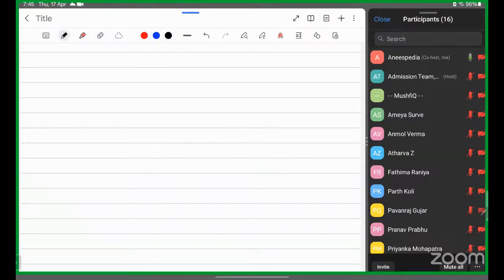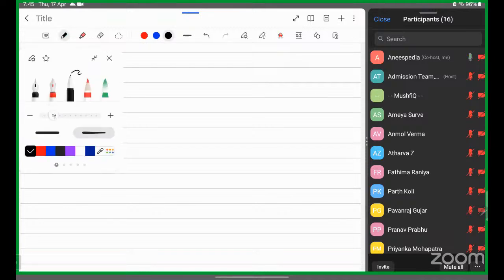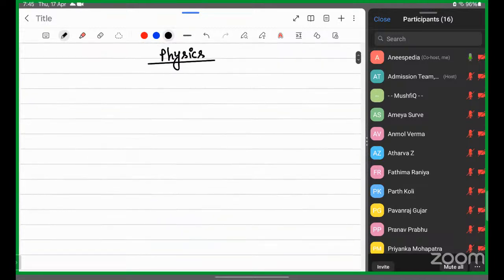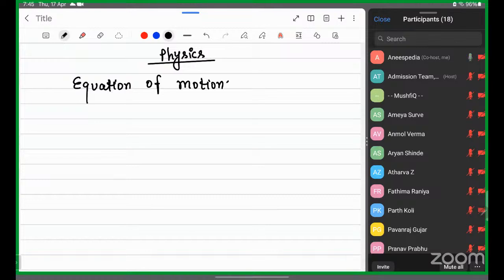In physics, we have done the theory part of kinematics, motion in 1D. Today we will discuss another topic from motion in 1D. That is equations of motion.